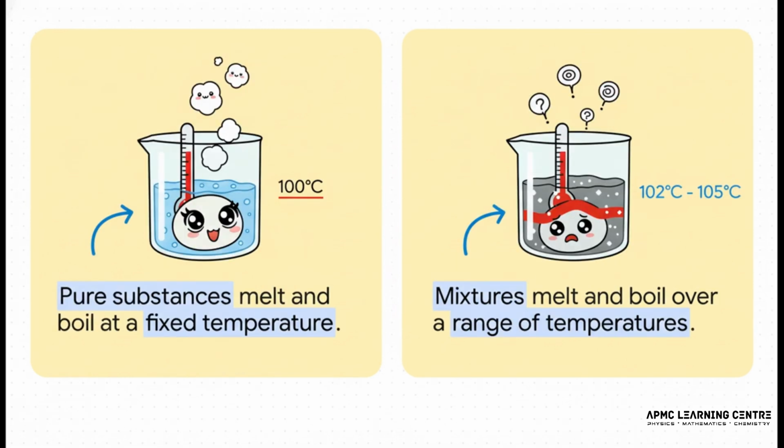Another really handy test is to just look at their melting and boiling points. A pure substance, whether it's an element or a compound, has a very sharp, specific temperature where it melts or boils. Pure water always boils at 100 degrees Celsius at sea level. But a mixture, like salt water, it boils over a range of temperatures. That little effect is a classic lab test we use to check for purity.